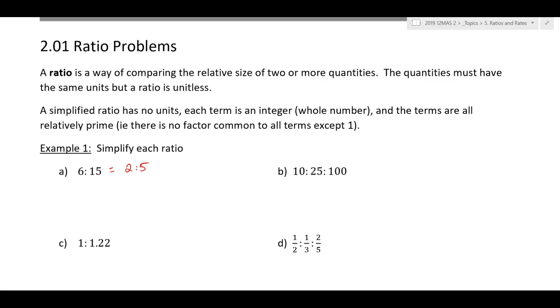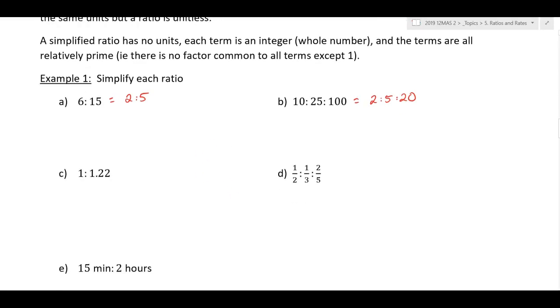10 to 25 to 100. Well, 10 and 100 could both be divided by 10, but 25 can't. Each of these numbers, though, could be divided by 5. So I think that's going to get us there. We're going to have 2 to 5 to 20. Now, there is no factor common to each of those. 5 goes into 20, and 2 goes into 20, but 2 doesn't go into 5. There's nothing that goes into 2 and 5. So that's it. Stop. Done. That's a simplified ratio.